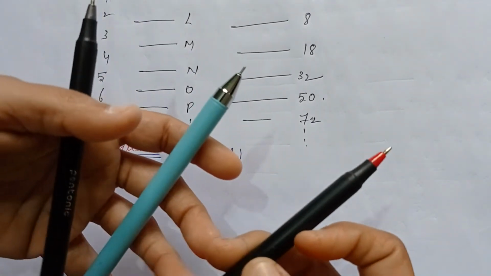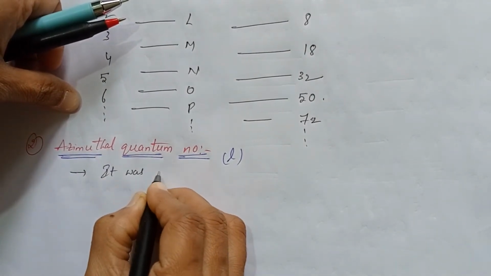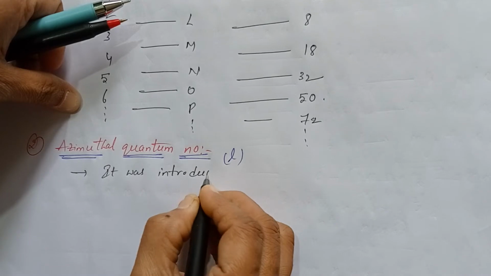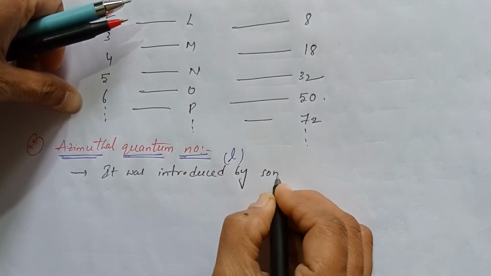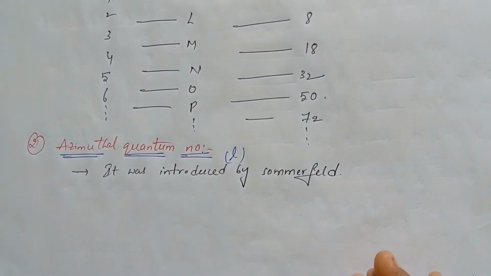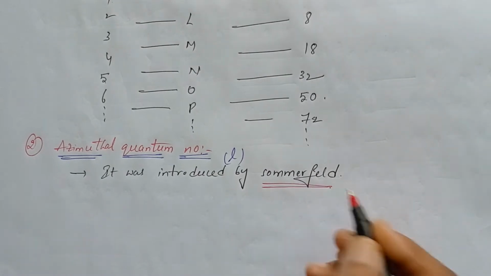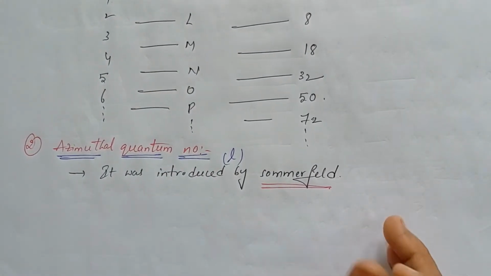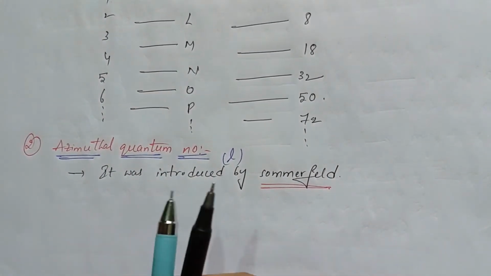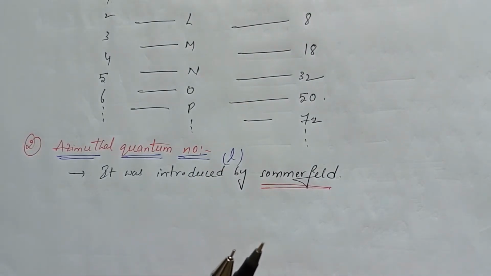It was introduced by Sommerfeld, students. Are you clear? And what information does the azimuthal quantum number give? It gives the information about the subshells and the shapes of orbitals.